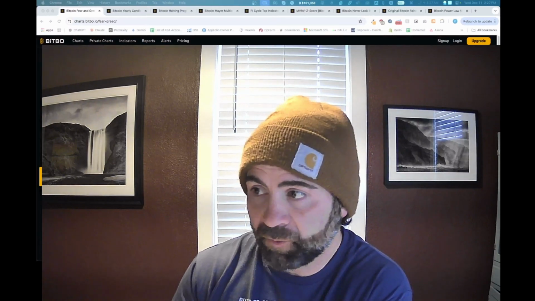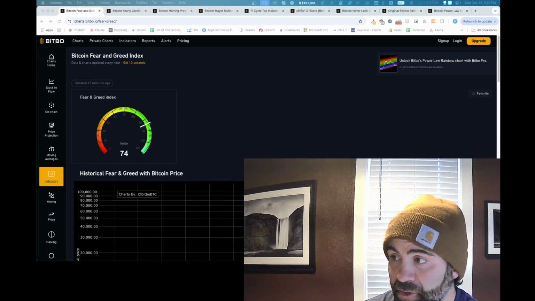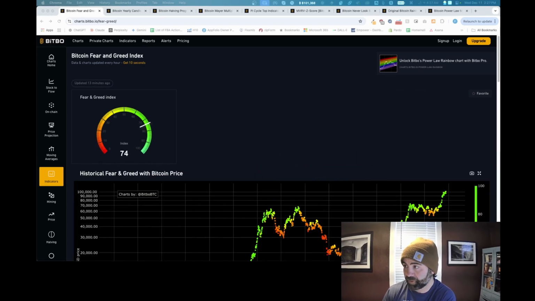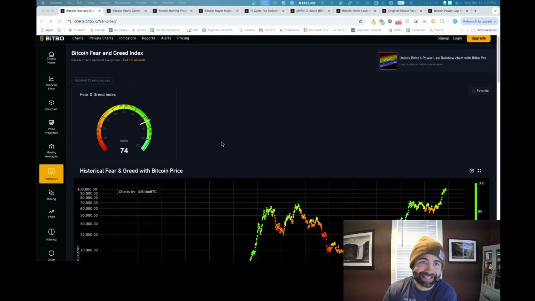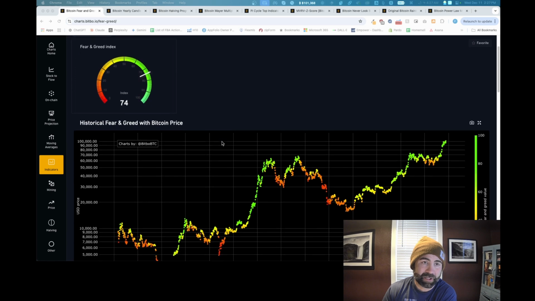So a lot of resources out there today. We're just going to focus on what Bitbo offers. These are all free tools that you can get a lot of value from. So all right, let's dive in. First what we're going to start with is market sentiment, okay? And this is the fear and greed index for Bitcoin from 0 to 100.